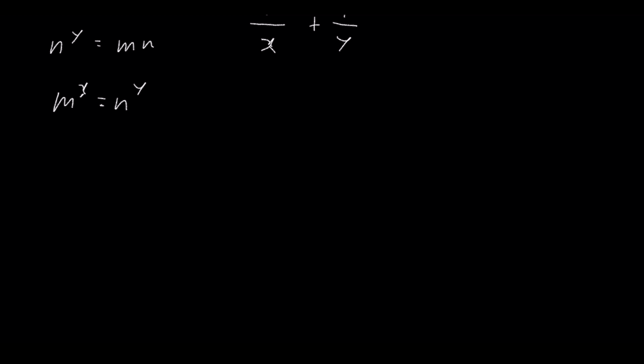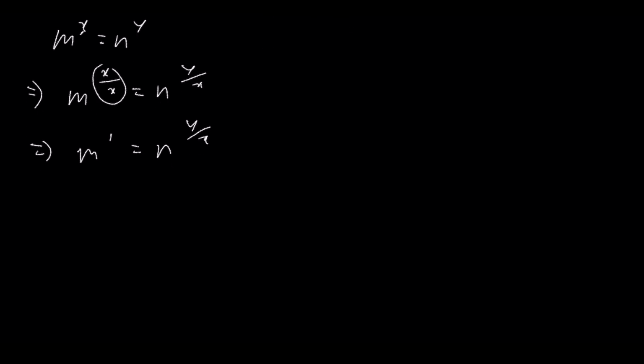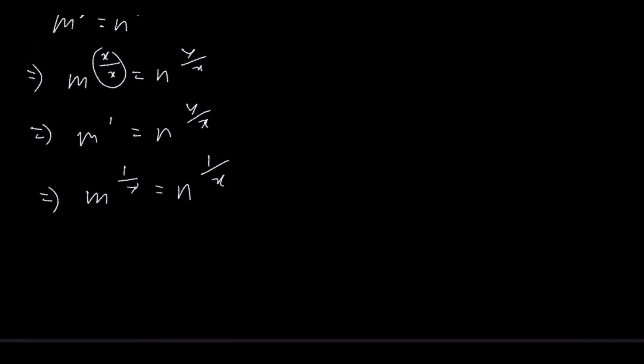So what we're going to do next, we're going to raise both sides to the power 1 over x. So that's m to the power x over x is equal to n to the power y over x. Now, x over x is just 1, so that implies m to the power 1 is equal to n to the power y over x. And then we're going to raise both sides to the power 1 over y. So that implies m to the power 1 over y is equal to n to the power 1 over x. So that's us got our two parts here, 1 over y and 1 over x.